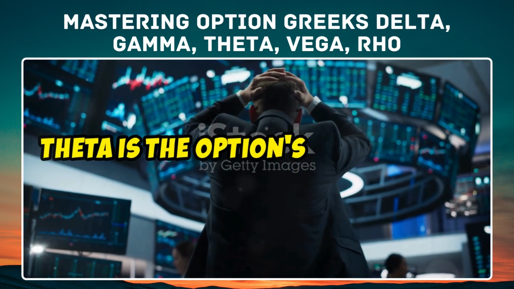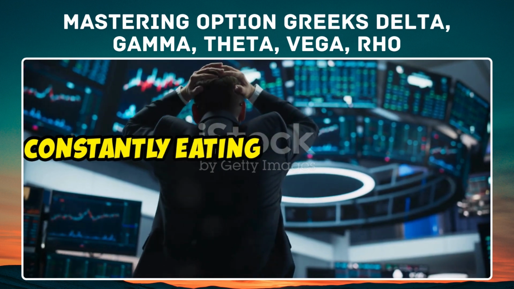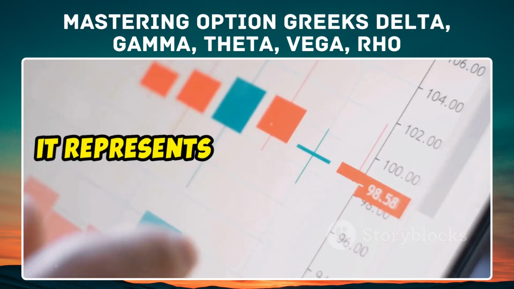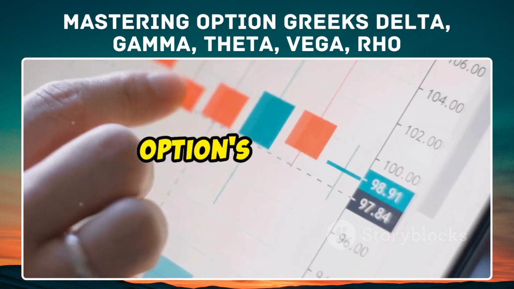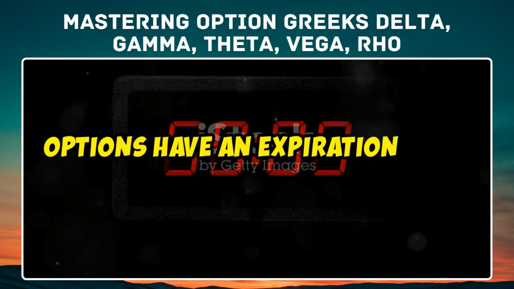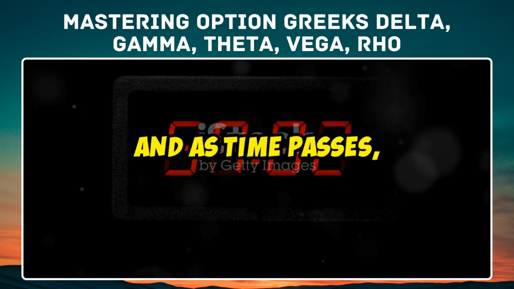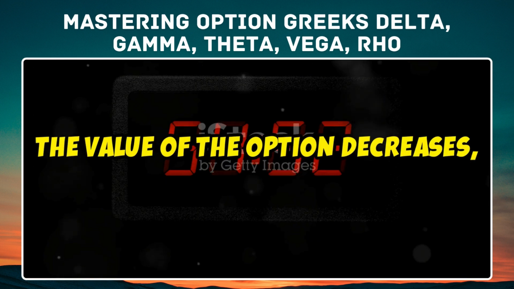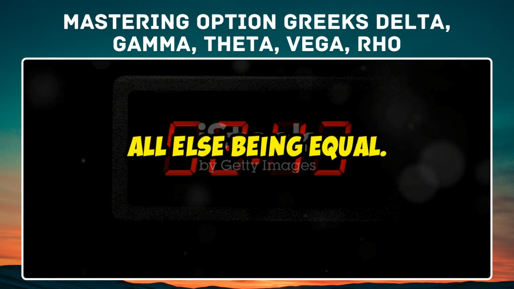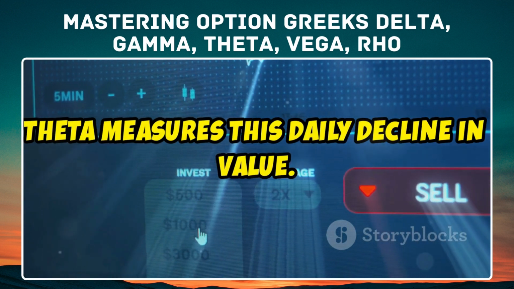Theta is the option's silent enemy, constantly eating away at its value. It represents the time decay of an option's premium. Options have an expiration date, and as time passes, the value of the option decreases, all else being equal. Theta measures this daily decline in value.